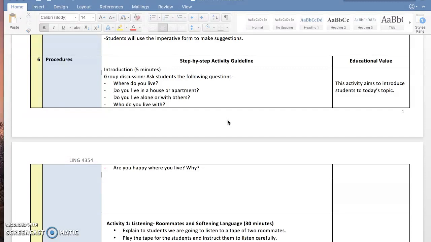about living situations. So as an instructor, the instructor would just ask questions like, where do you live? Do you live in a house or an apartment? Do you live alone or with others? Are you happy with where you live and why? So this activity is just focusing on speaking and listening, and it also introduces students to the topic. And it also gives students a chance to use previously targeted vocabulary words when answering these questions.